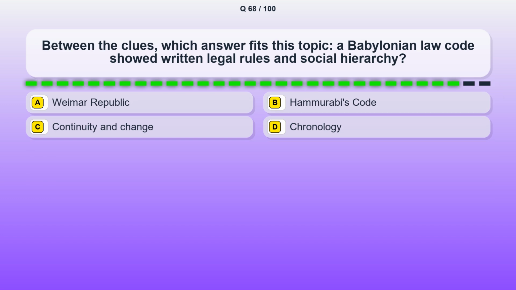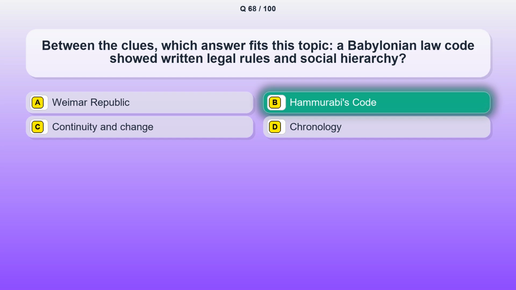Question 68. Between the clues, which answer fits this topic? A Babylonian law code showed written legal rules and social hierarchy? Option A, Weimar Republic. Option B, Hammurabi's Code. Option C, Continuity and Change. Option D, Chronology.